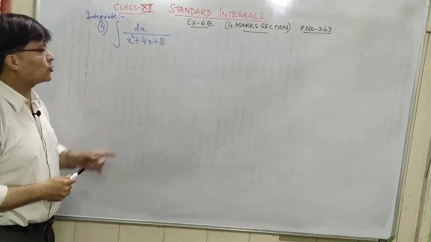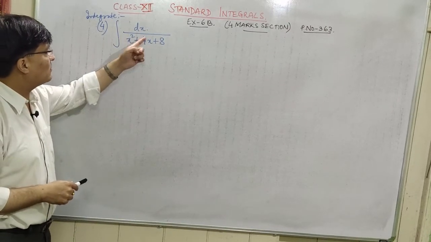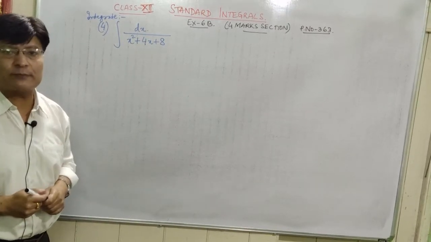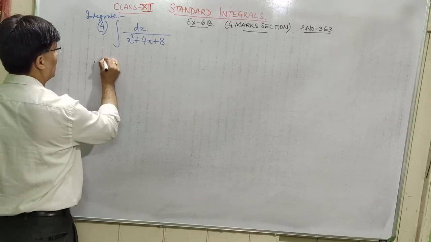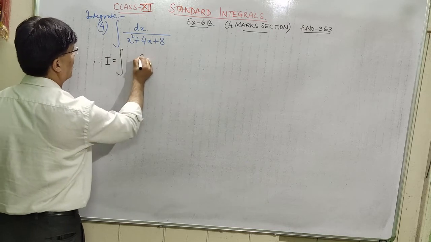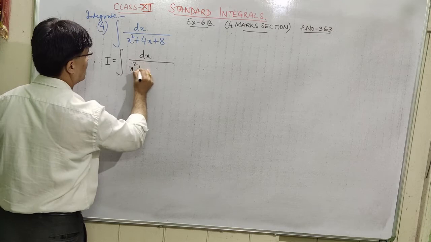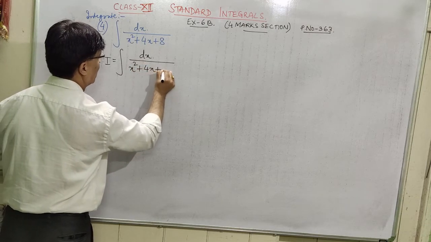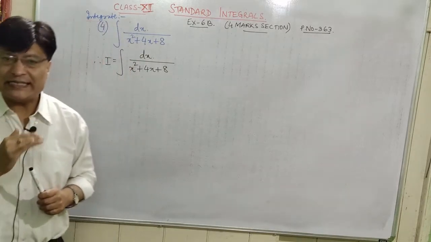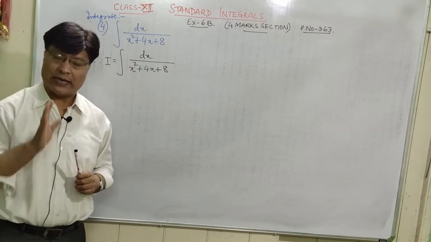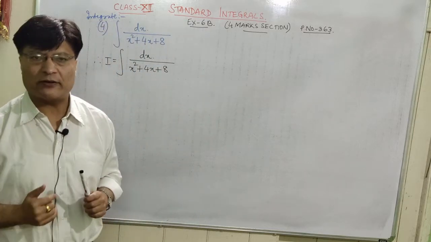So let's do this question number 4. You have to integrate integral dx divided by x square plus 4x plus 8, right? So let us first write I is equal to integration of dx divided by x square plus 4x plus 8. Now you have to convert this integration into standard integral. Now you know standard integral, there are 6 standard forms. You should know all these standard forms, right?